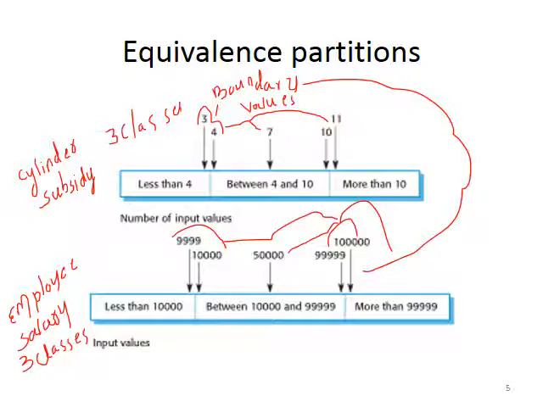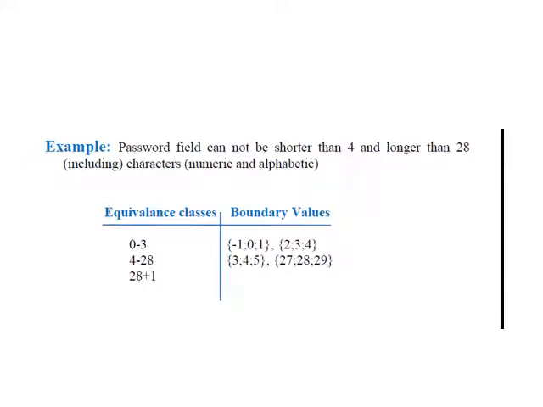These need to be tested before saying that our software is working properly. This is another example. A password field cannot be shorter than 4 and longer than 28, including characters which are numeric and alphanumeric. How many classes can we see here? 3. The reason is, if it is less than 4, it should not be accepted as a password. 4 to 28, yes, it should be a password. And above 28, you cannot consider it as a password because maybe there is a storage issue.